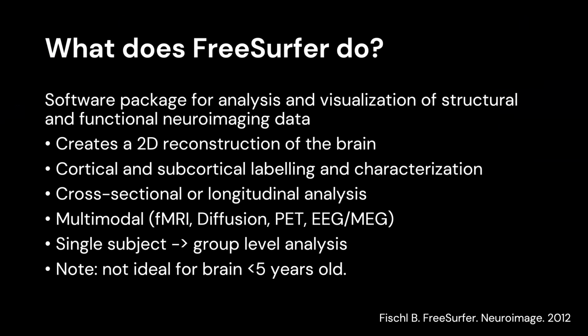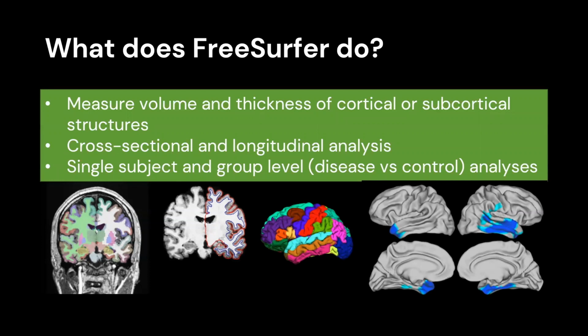You can do both single subject and group level analysis using FreeSurfer, and it has some limitations. One of them is that it's not ideal when you have scans from children that are younger than 5 years old. In a nutshell, and one of the take-home messages is that FreeSurfer provides measures of volume and thickness of cortical and subcortical structures. It has both cross-sectional and longitudinal pipelines, and you can process and analyze single subject and group level analysis. And here are some examples of the images that you will obtain when using FreeSurfer. The first three are typical labeled subcortical and cortical labeling of the brain. And the fourth image is the result of a group analysis between probably disease and control, showing the areas that were significantly different between groups.